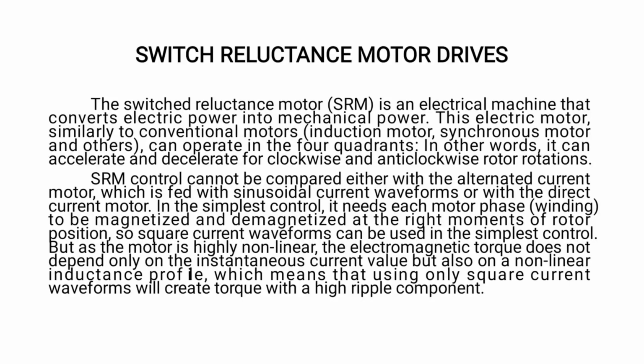In the simplest control, it needs each motor phase, that is, winding, to be magnetized and demagnetized at the right moments of the rotor position. So square current waveforms can be used in the simplest control, but as the motor is highly non-linear, the electromagnetic torque does not depend only on the current value but also on the non-linear inductance profile, which means the use of only square current waveforms will create a torque with a high ripple component.